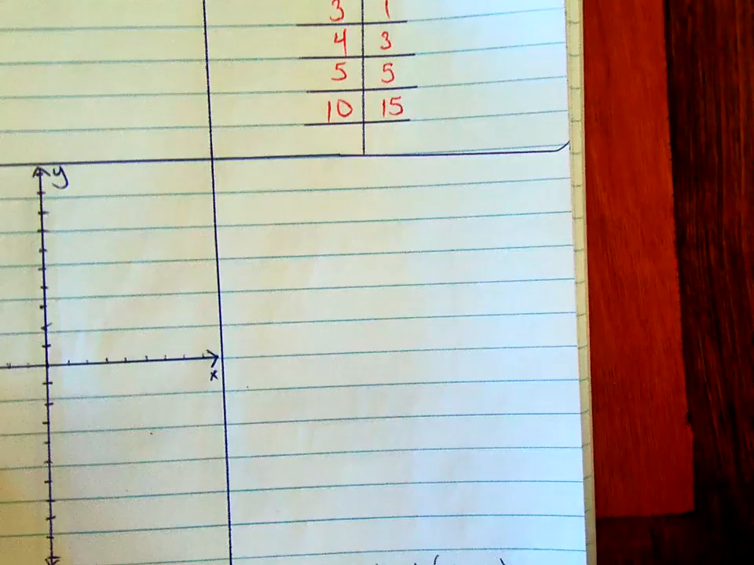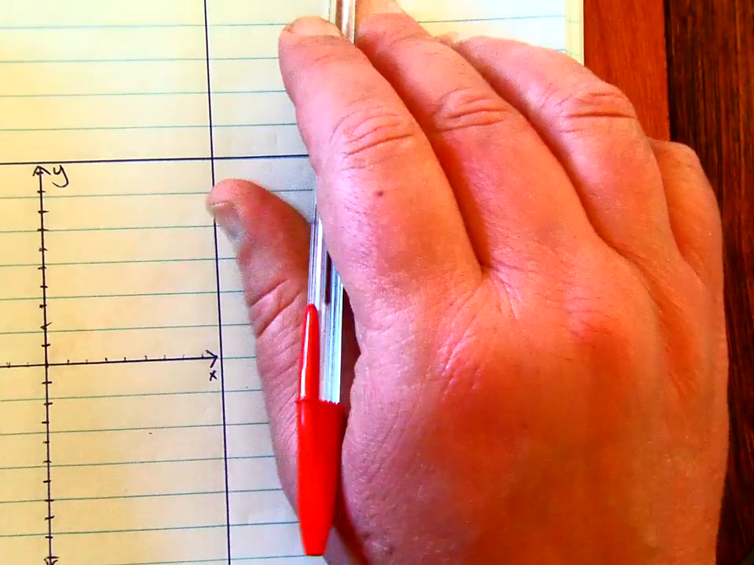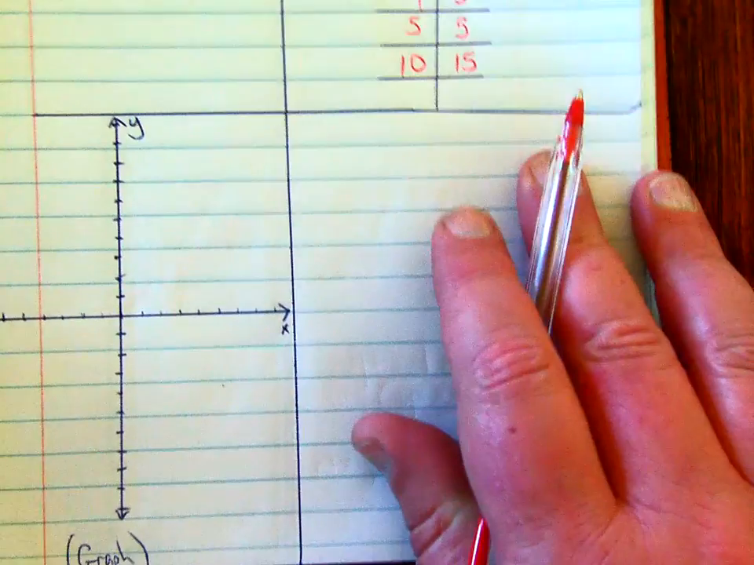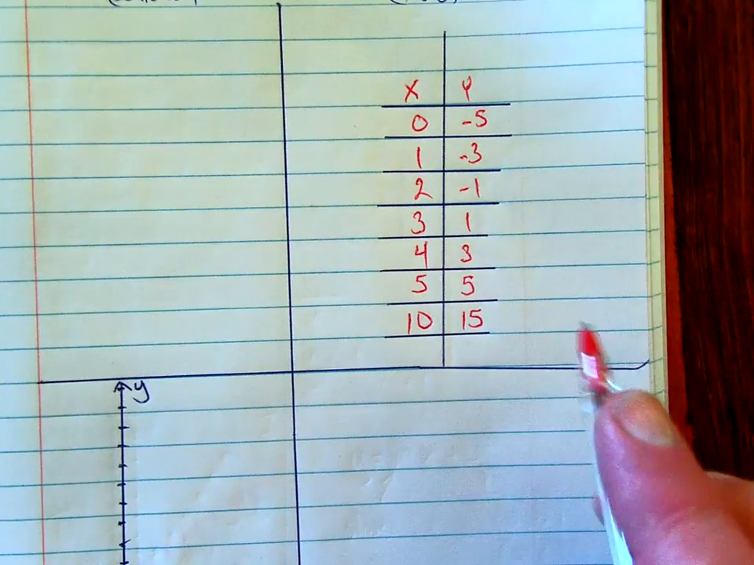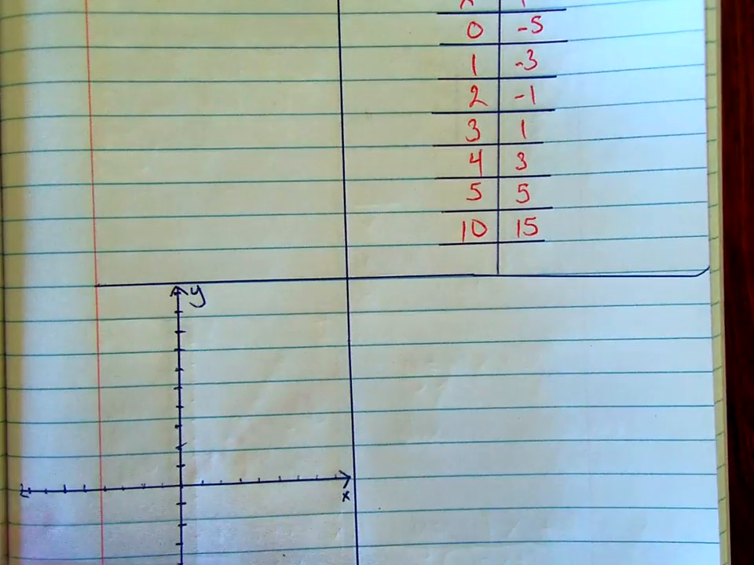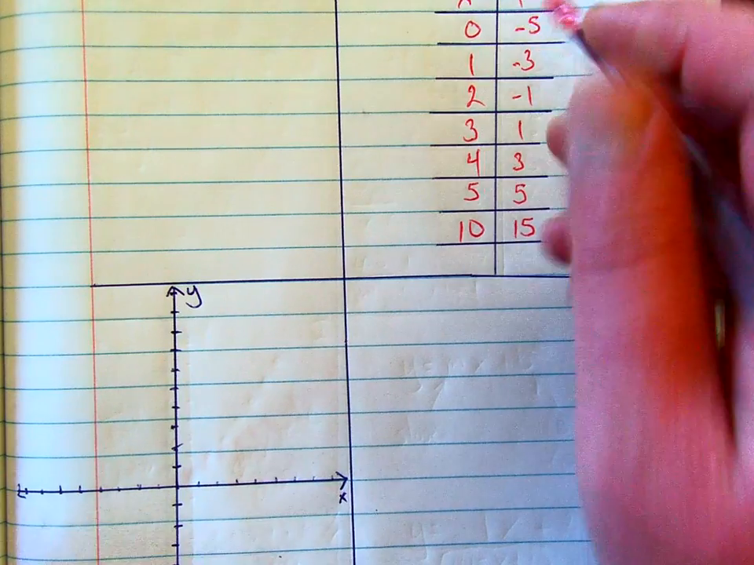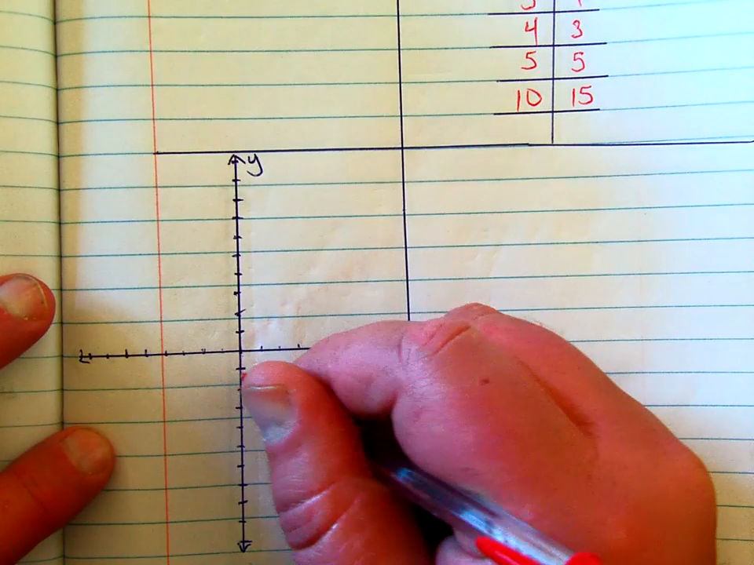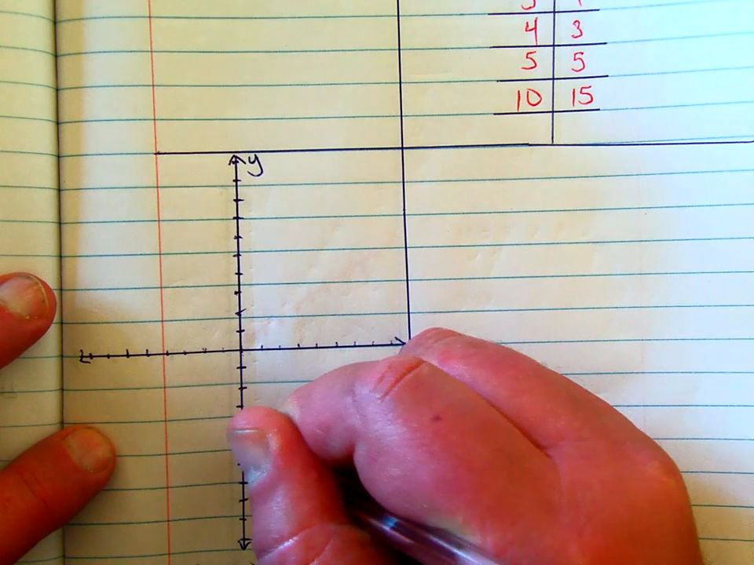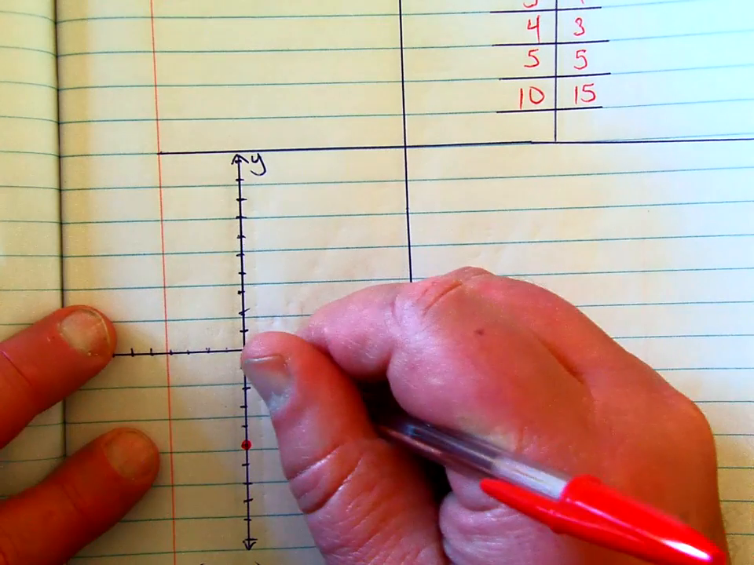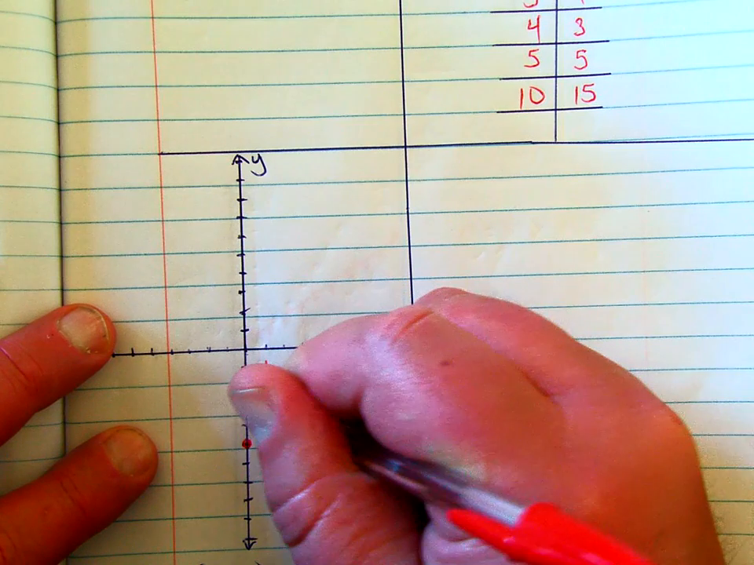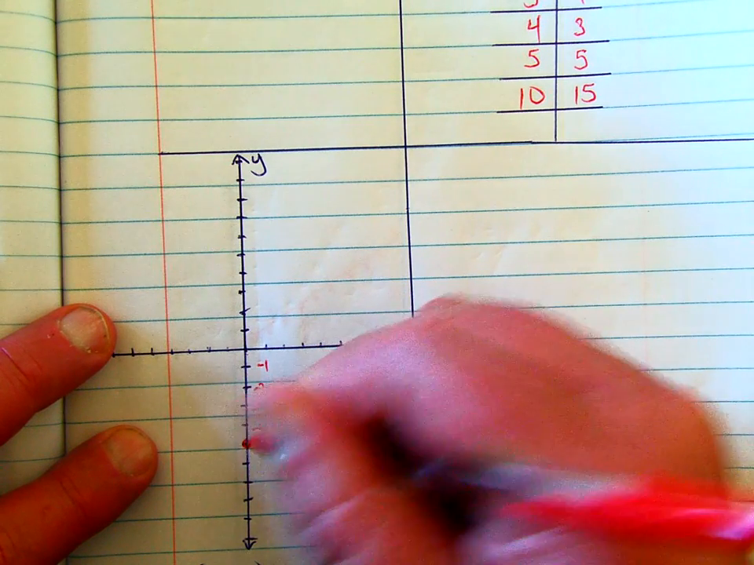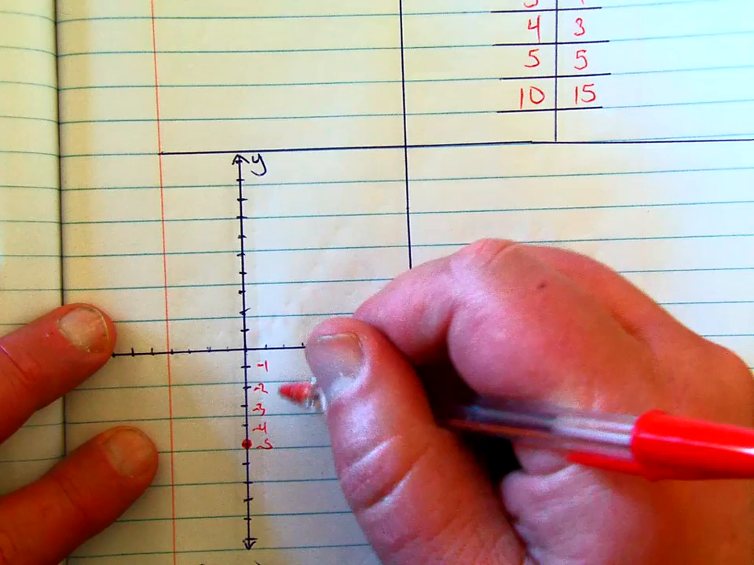When x is 0, so I'm going to work on a diagonal here. I'm going to graph this pair first. X is 0, y is negative 5. Negative 1, negative 2, negative 3, negative 4, negative 5. And then when x is 1, y is negative 3. So it would be right there.